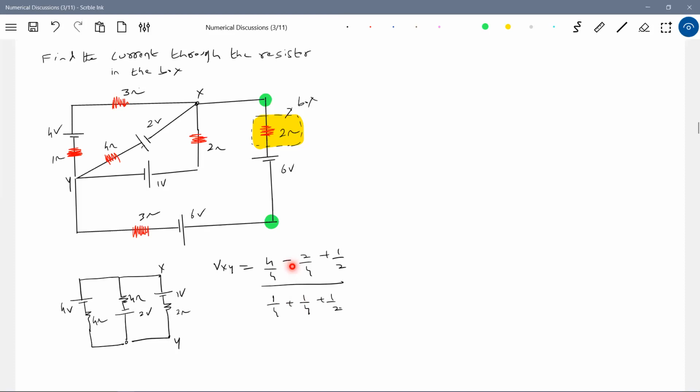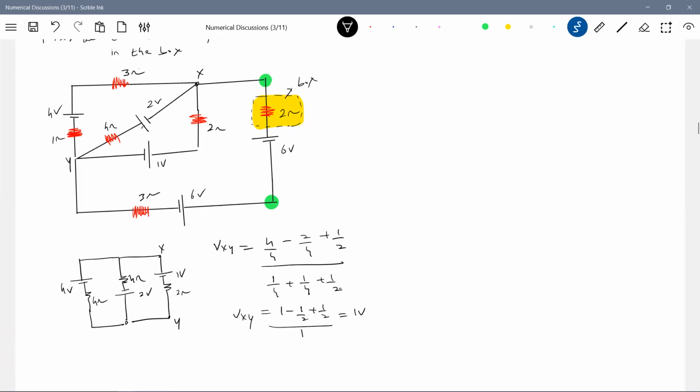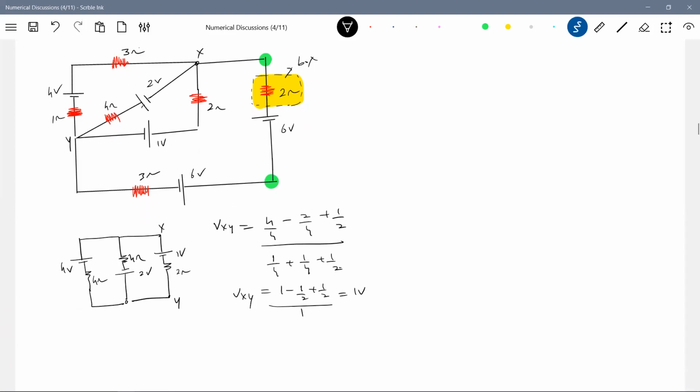Only for cells, not here. Here don't put a negative sign. Numerator and denominator here will all be positive only. So this should be 1 minus 1/2 plus 1/2, divided by 1/2, which is 1. The effective will be 1 volt. What about RXY? RXY will be 1 by the summation of 1/4, 1/2 plus 1/2. You should not go for minus 1/2 here also. Be careful. This will be 1 ohm.